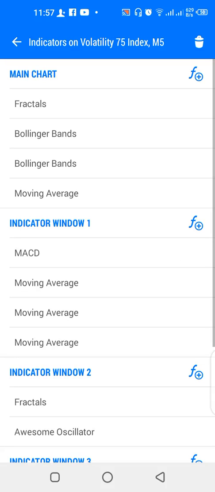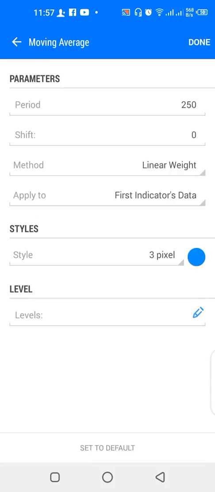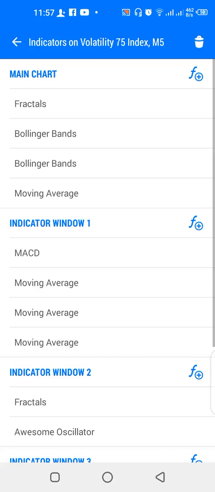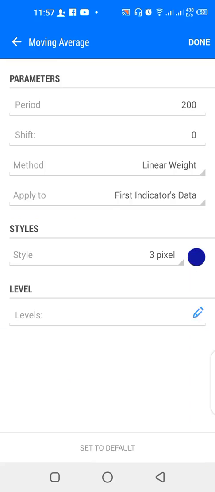For the moving averages, we have a 250 period moving average. Shift is 0. Method is linear weight. Apply to first indicator's data, color is blue. The second moving average, you have 200 period. Shift is 0. Method is linear weight. Apply to first indicator's data, color is navy blue. And then the third moving average, the period is 1. Shift is 0. Method is linear weight. Apply to first indicator's data, and the color is red.